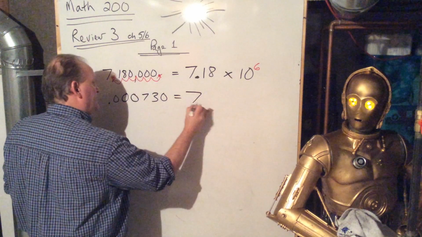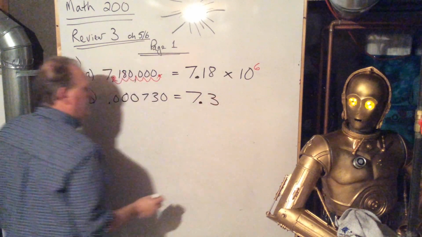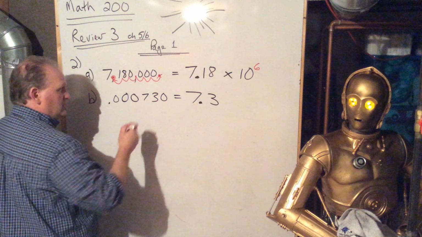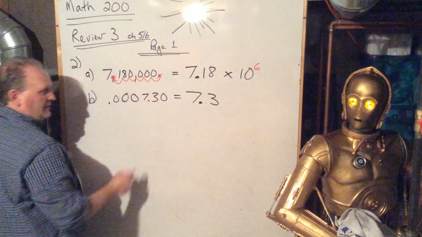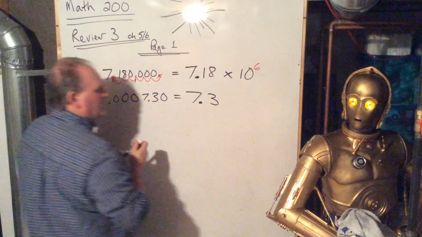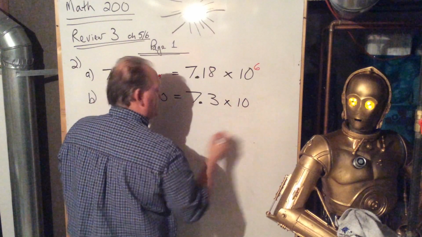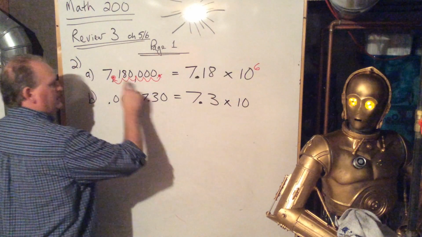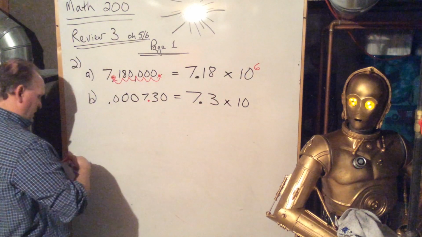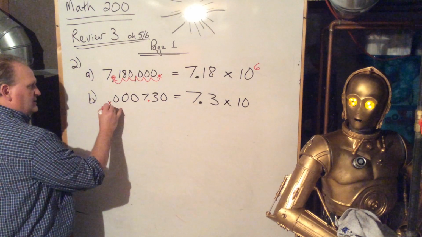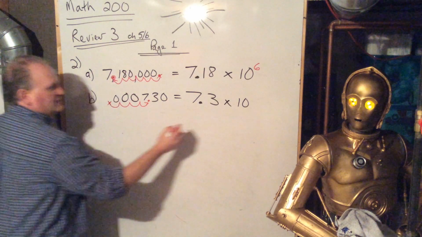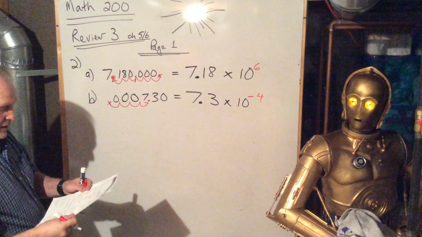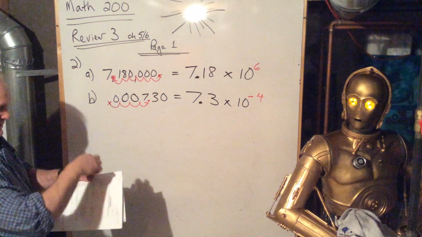All right, so 7.3. We want it to be a number between 1 and 10, so we move it to there. So it's 7.3. It's still times 10, but this time it's going to be to a negative exponent. Anytime it's a tiny little decimal, it's a negative exponent. Anytime it's a really large number, it's a positive exponent. And so we're going to move the decimal place 1, 2, 3, 4 places. We're going to call that to the negative 4th power.